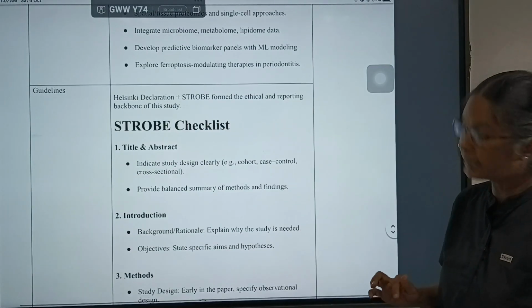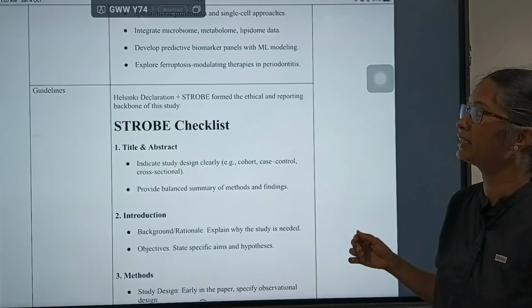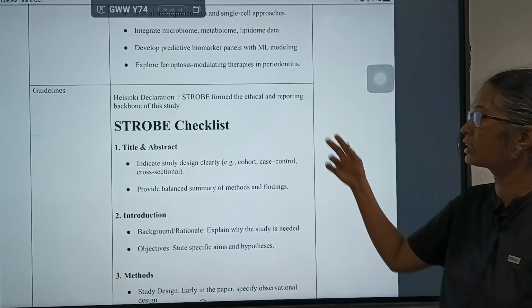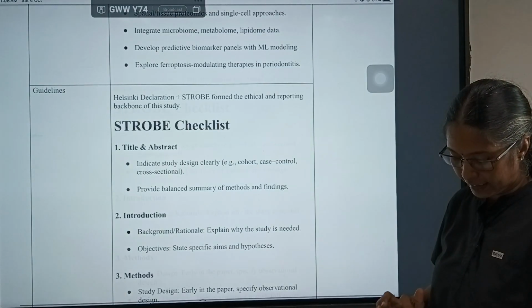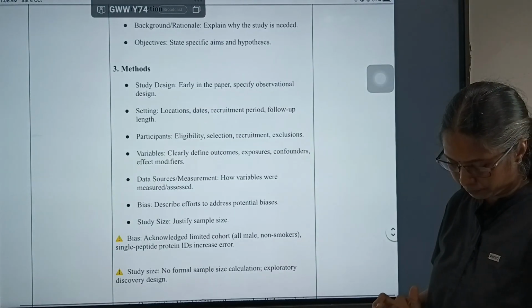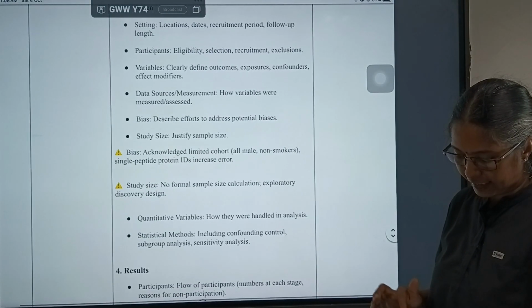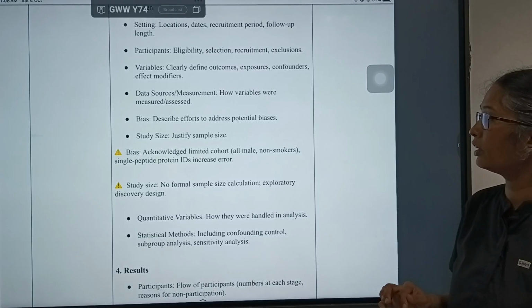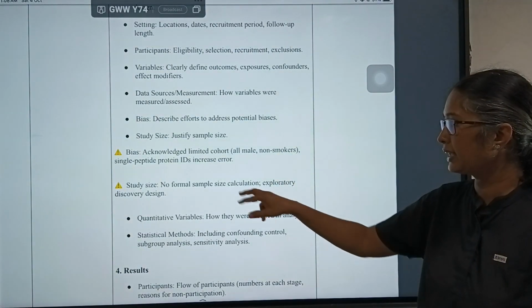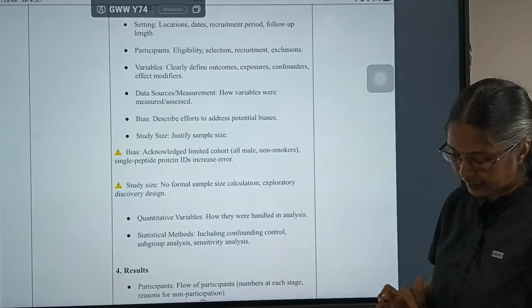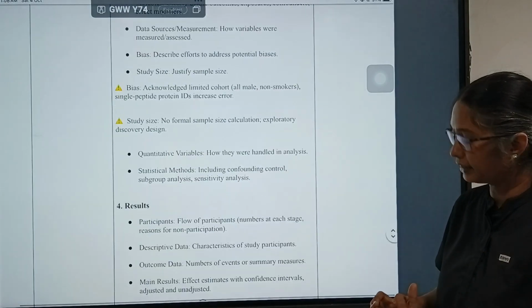So they followed the Helsinki Declaration because patient samples were collected, and it was an observational study, so it used the STROBE guidelines, in which the title, abstract, introduction, and methods were all properly mentioned, except for the bias in study size. The acknowledged limited cohort, all male and non-smokers, was a bias, and for the study size, no formal sample size calculation was done here.